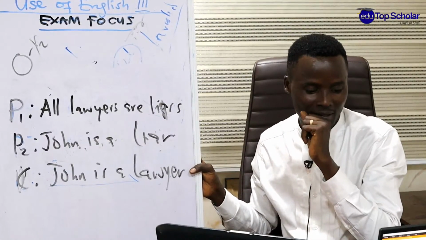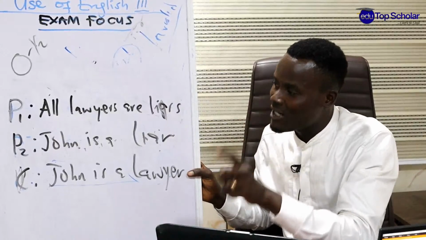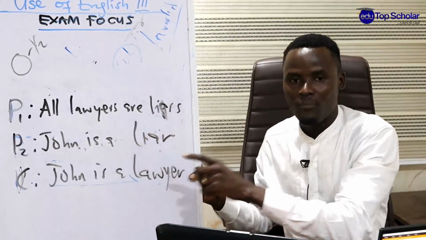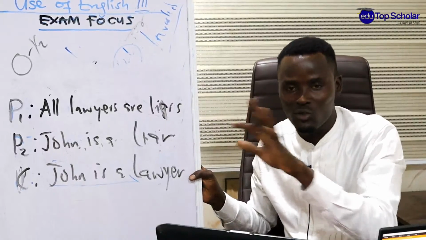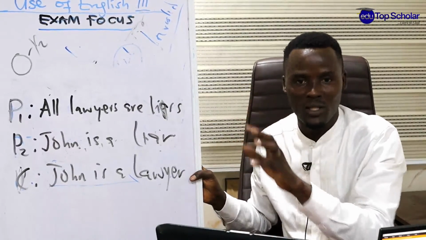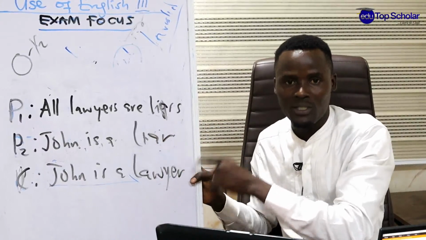That's the logic there. So, what is the reason for the invalidity? It is invalid because John is a liar who could just be a doctor, a surgeon, a teacher, a banker, or anything. So, the premises of this argument do not support the conclusion.